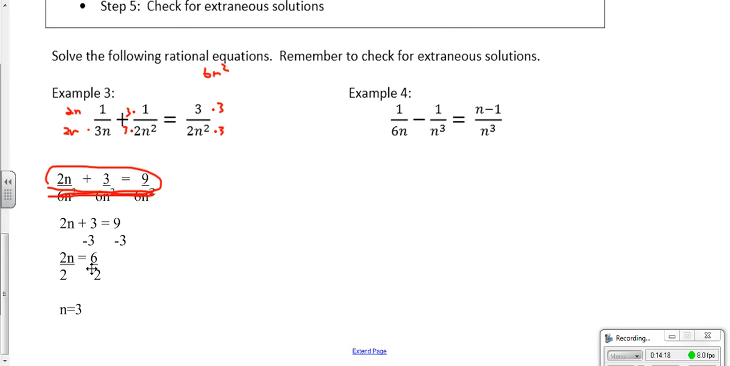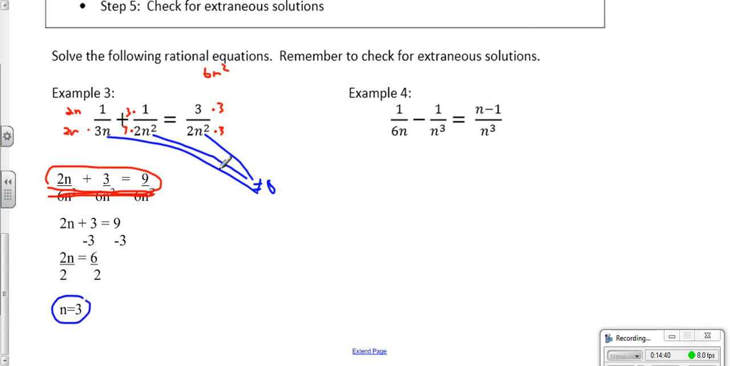Now again, what would be considered an excluded value? Well, n for all these scenarios here in the denominator could not equal 0. That's an excluded value. Did we get 0 when we solved? No. 3 is what we got, so that means 3 is okay.